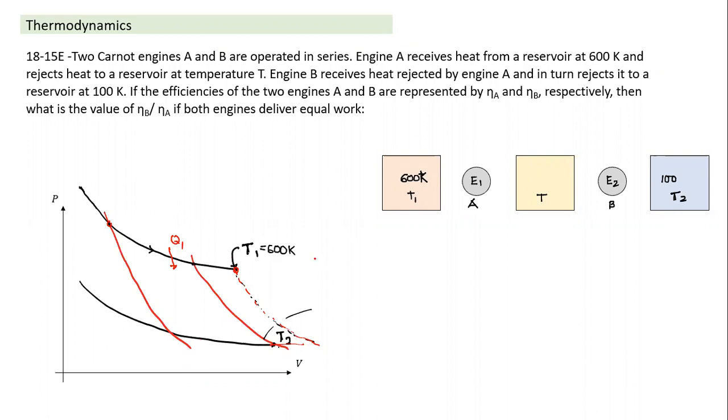The second point is what would happen if I change the gas. Rather than having a monatomic gas, if I had a diatomic gas, will the efficiency change? If I have a diatomic gas, the curve will become flatter, and correspondingly this curve also becomes flatter.